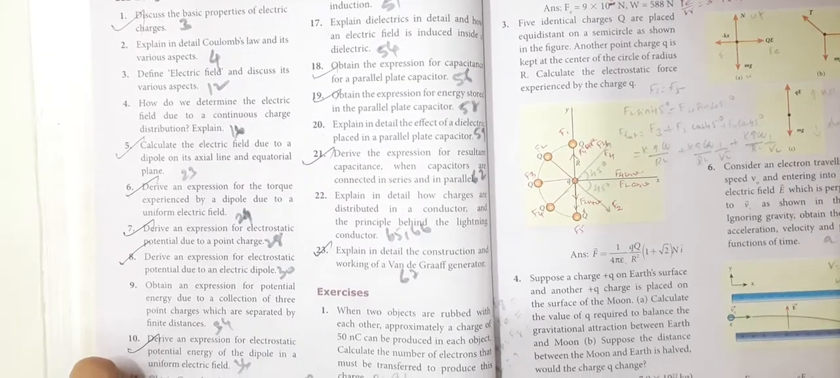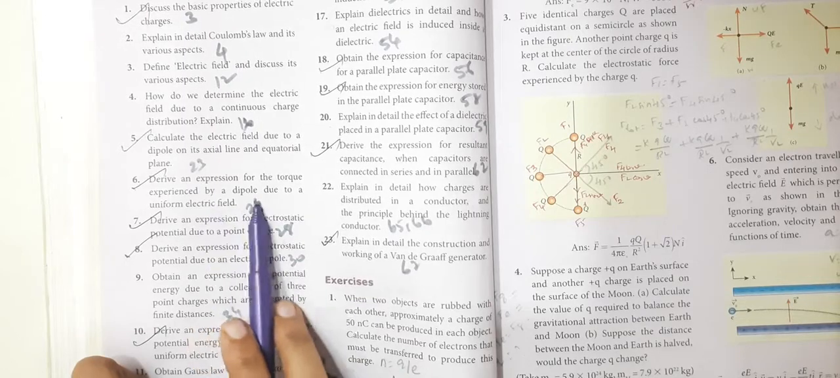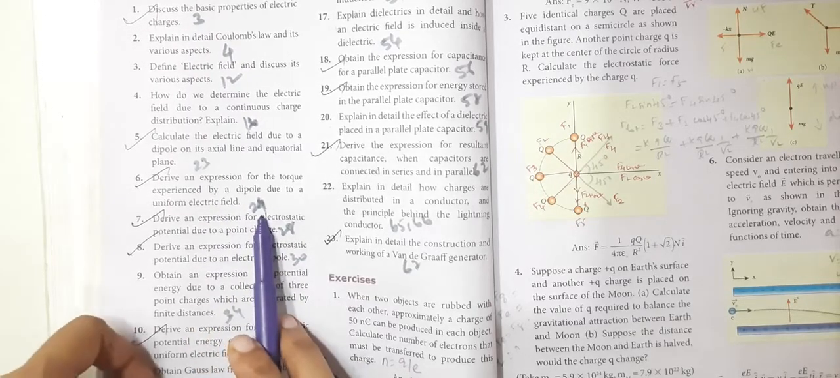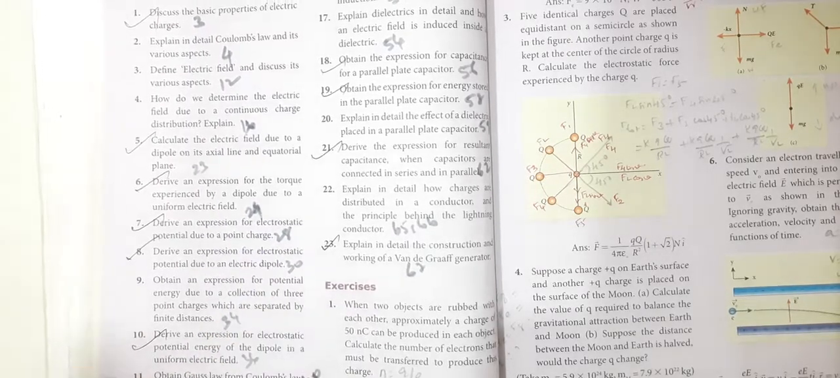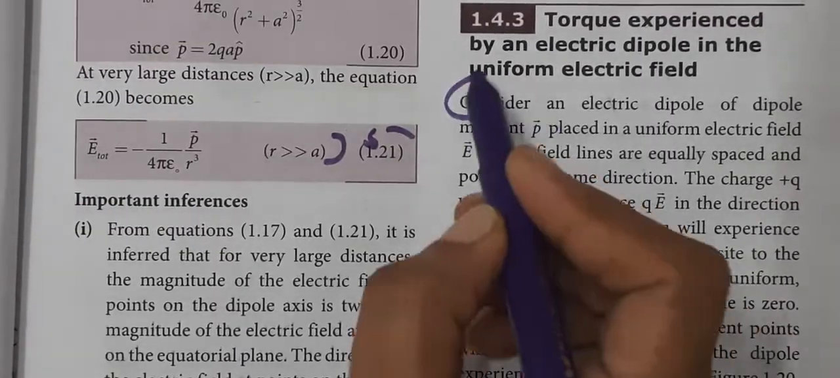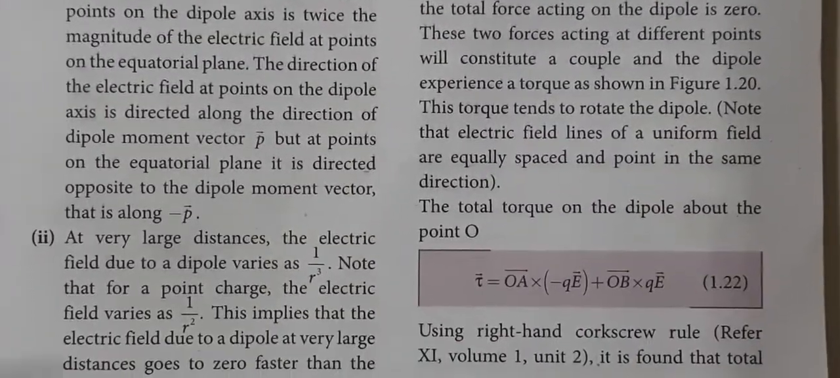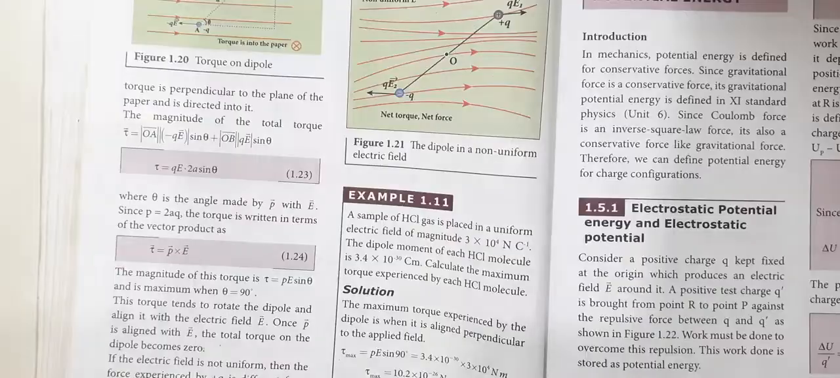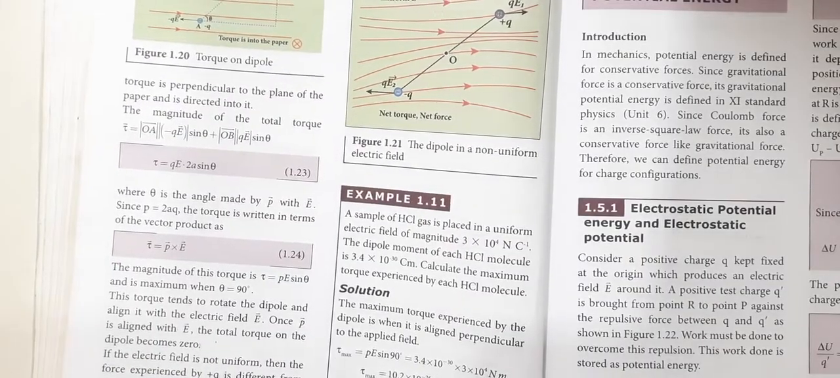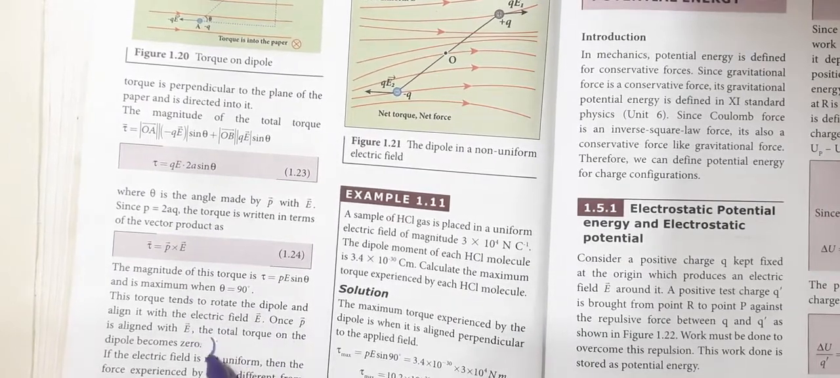The next question is: derive an expression for the torque experienced by a dipole due to a uniform electric field. This is in page number 24. This also they can ask as a 3 mark question, not a 5 mark question. So this is the answer. Question number 6, from here to the next page, that is till here. Okay, question number 6.